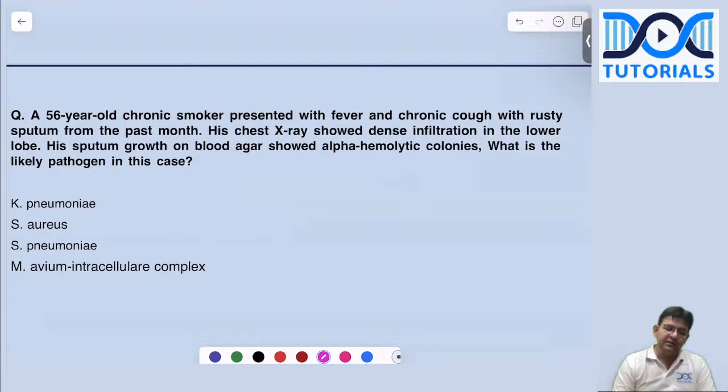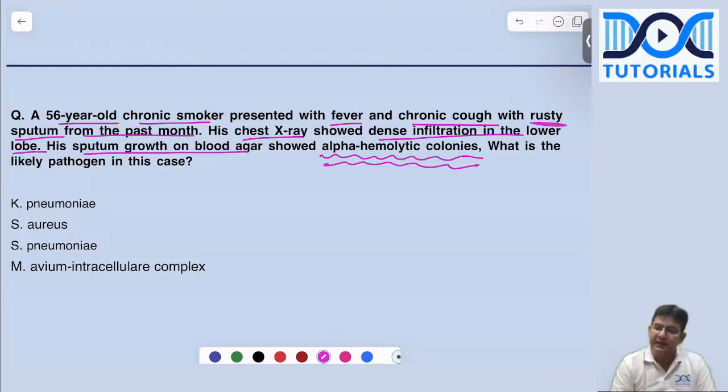Tell me the answer of this particular one. A 56-year-old chronic smoker presented with fever, chronic cough with rusty sputum from the past month. Chest x-ray shows dense infiltration in the lower lobe. The sputum growth on the blood agar shows alpha hemolytic colonies. Here is the hint, guys: alpha hemolytic colonies. What is the likely pathogen in this particular case?